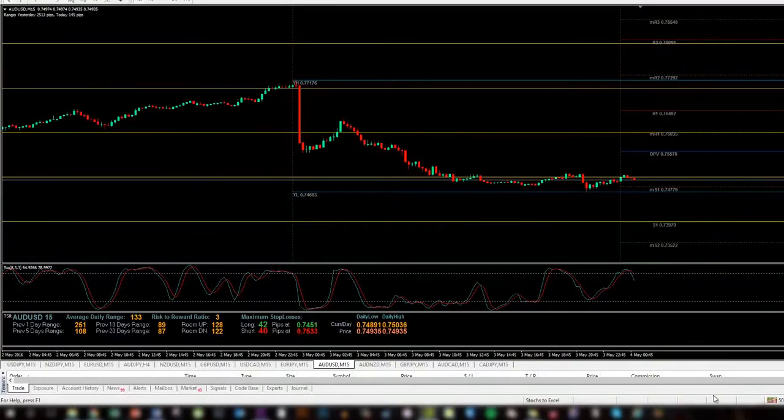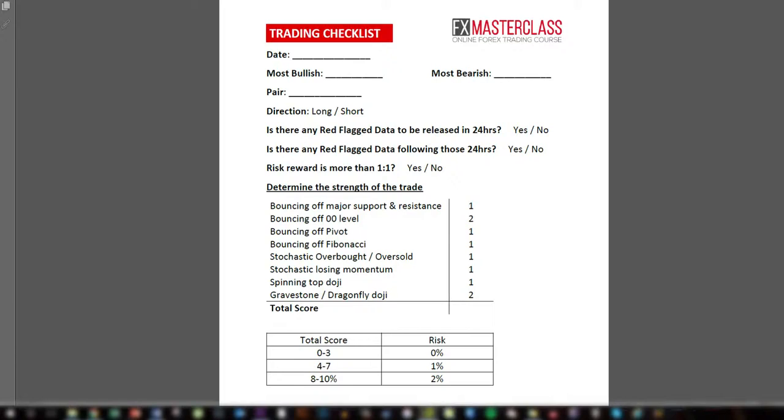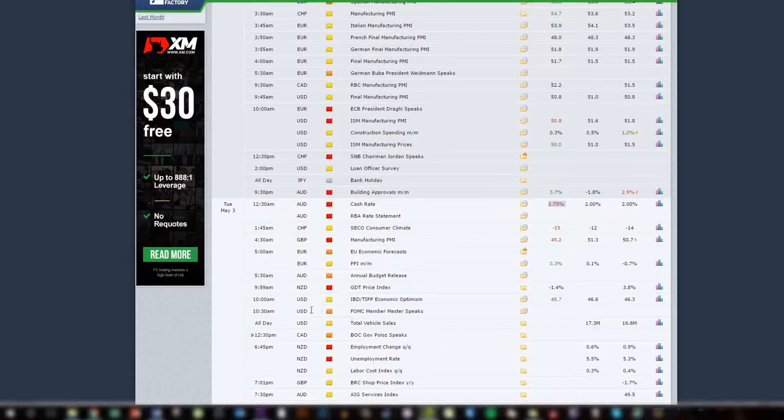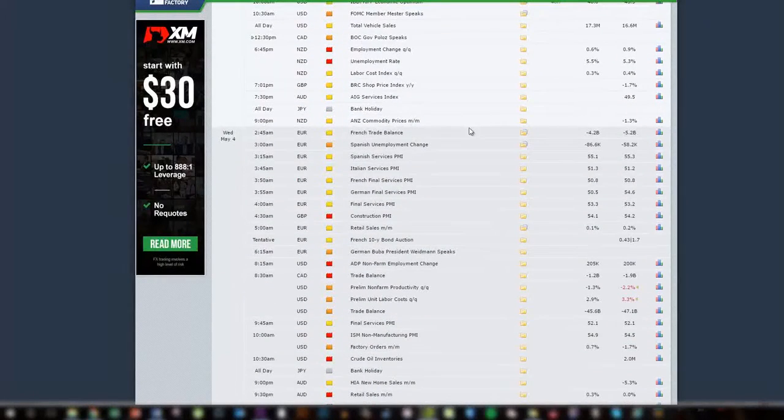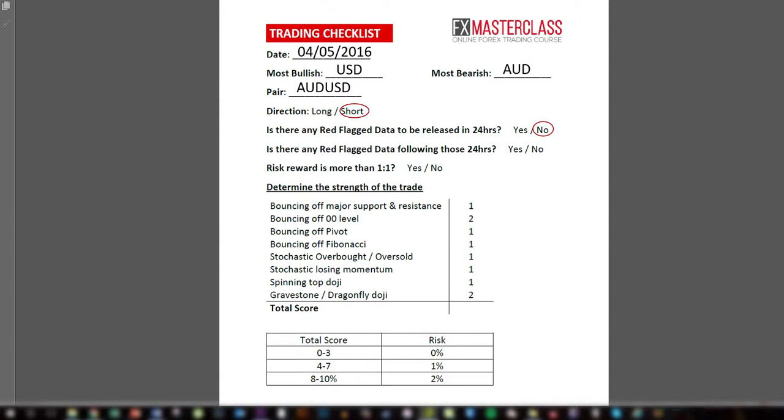Now take out that checklist and start filling it in. We've already done our fundamental analysis earlier, so right here, I want you to fill in the pair and the direction that we'll be aiming for. And now, the next thing you're going to have to check is, is there any red flag data for the next 24 hours? Now, I saw earlier on the calendar, so I know the answer here is no. However, for the 24 hours following that, there's going to be news, so we'll circle yes.